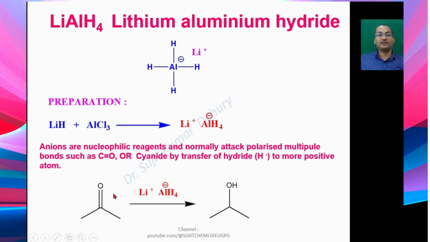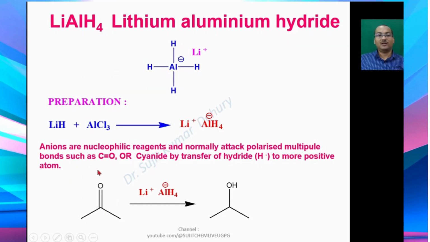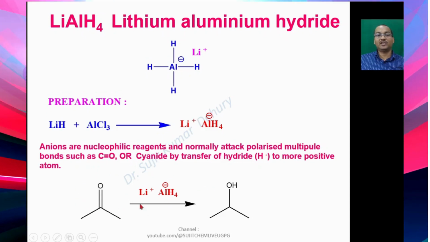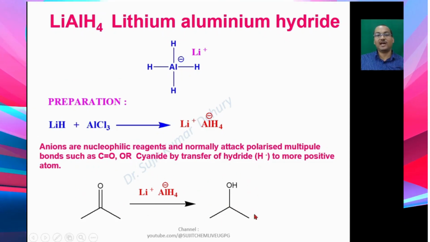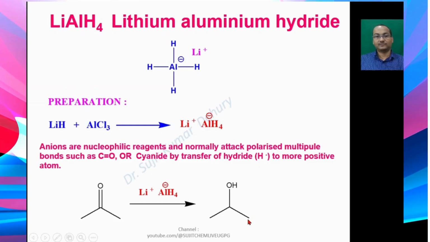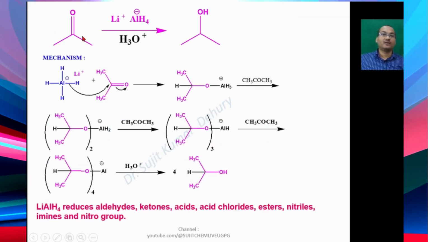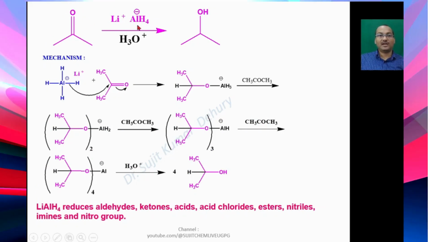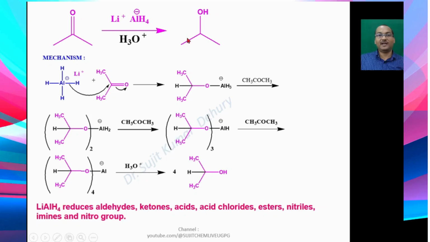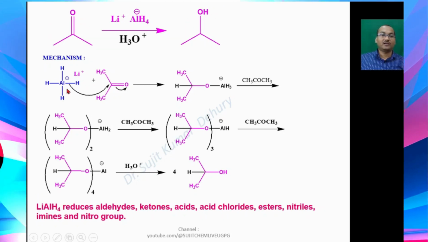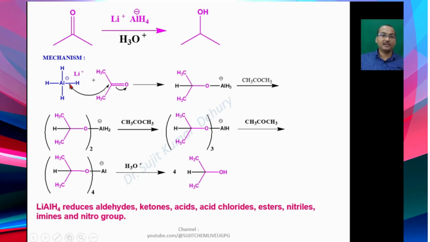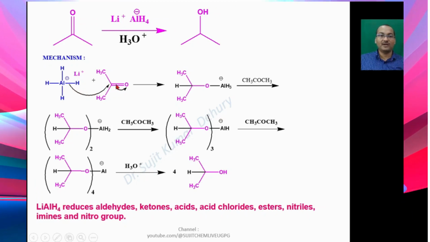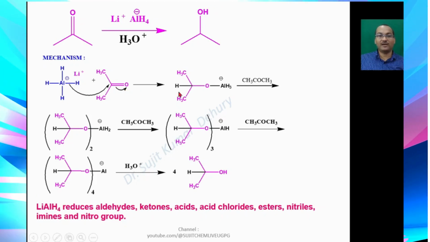So if you react a carbonyl compound with lithium aluminum hydride, you will end up with alcohol. So this is the reactant carbonyl compound, and if you give the reagent lithium aluminum hydride, you will end up with alcohol. Here hydride transfer takes place. H minus will attack this carbonyl carbon and C double bond O will break on O minus.